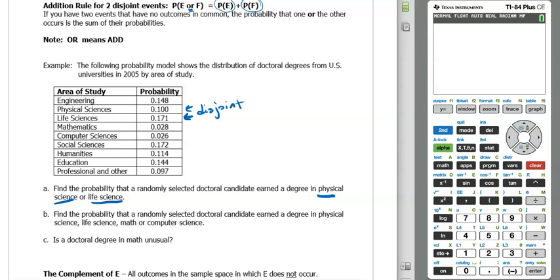Nobody is getting both of these degrees. They're either getting one or the other, and so the probability of physical science or life science is just going to be the sum of these. It's going to be the probability of getting the physical science degree plus the probability of the life science degree, and so it's going to be 0.100 plus 0.171, and that's 0.271.